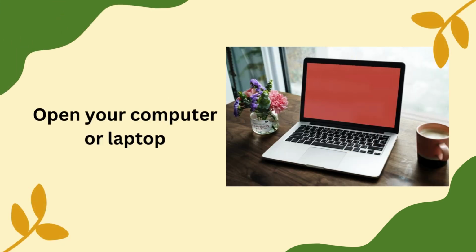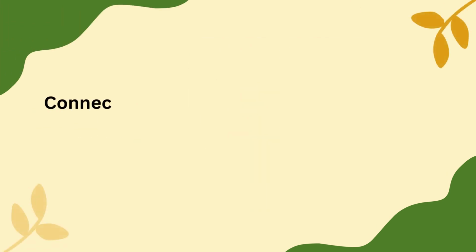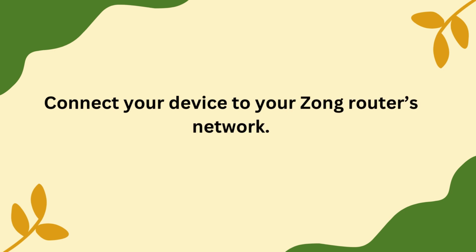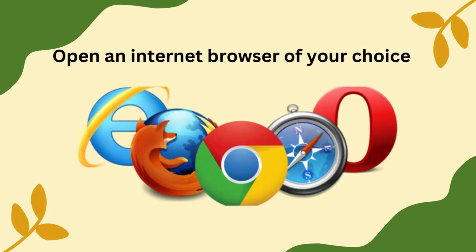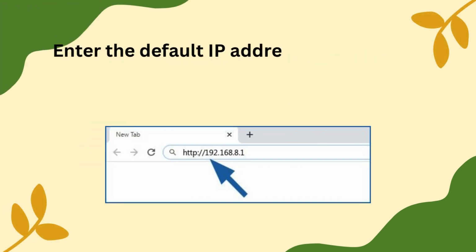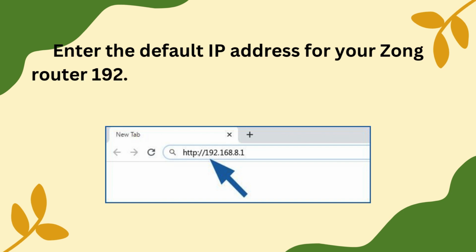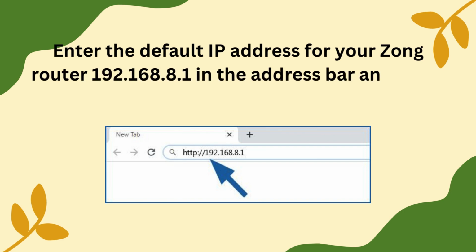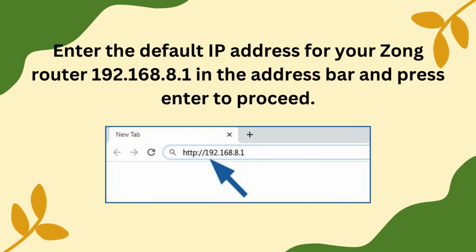Open your computer or laptop. Connect your device to your Zong router's network. Open an internet browser of your choice. Enter the default IP address for your Zong router, 192.168.8.1, in the address bar and press Enter to proceed.